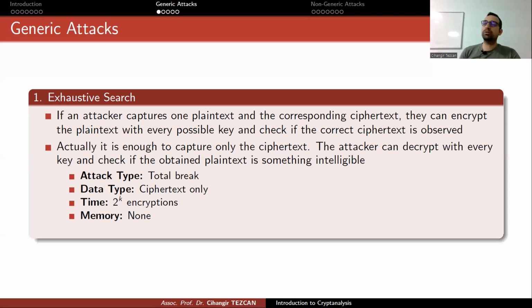Good thing is I don't need to store anything in memory, right? So you can say none or negligible. It is very simple. Data, either one known plaintext or one ciphertext, but I want to say it's a ciphertext only attack. So only one ciphertext block is enough for you to break the system. So as you can see, with negligible memory, negligible data, but huge amounts of time, I can break the system.